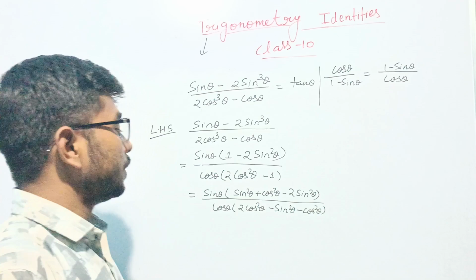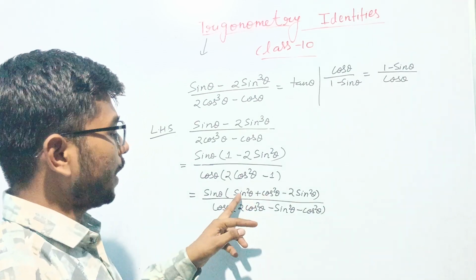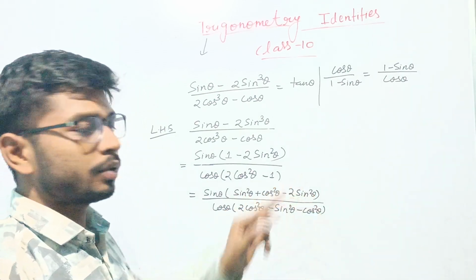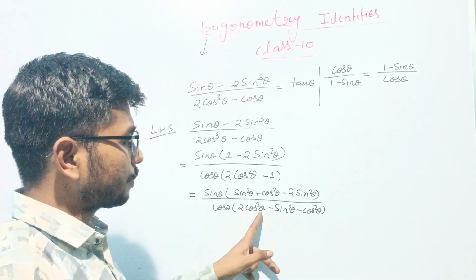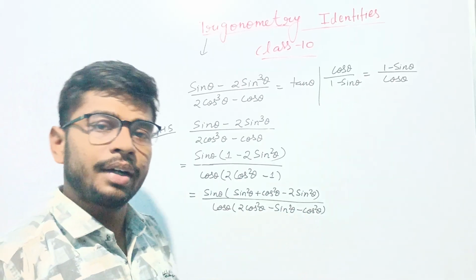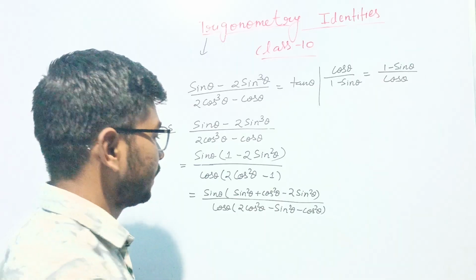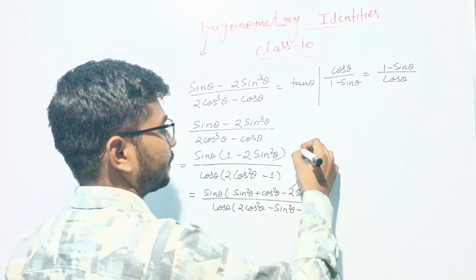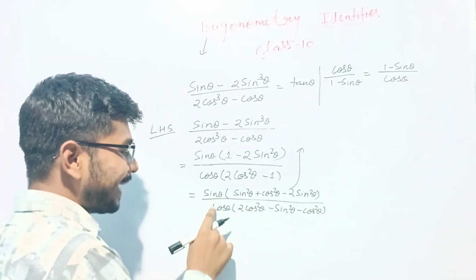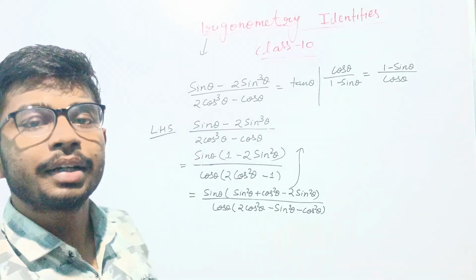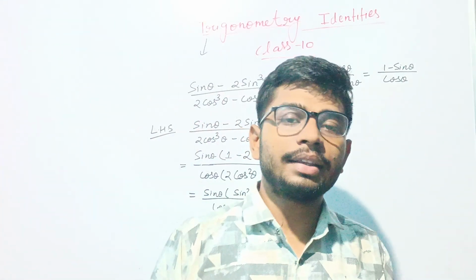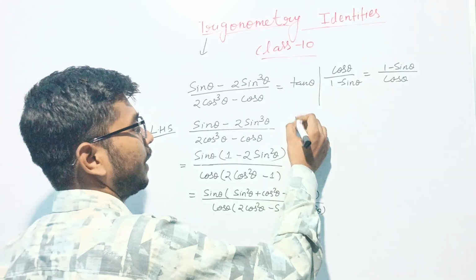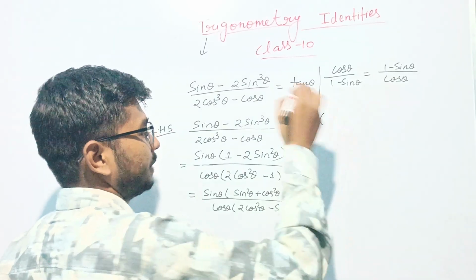No. So see, sin squared theta minus 2 sin squared theta, we will get a single sin squared theta with a minus. Similarly 2 cos squared theta minus cos squared theta, we will get a single cos squared theta. Okay, so let's write here sin theta upon cos theta. I told you sin theta upon cos theta is tan theta, right? So I will write tan theta inside the bracket.